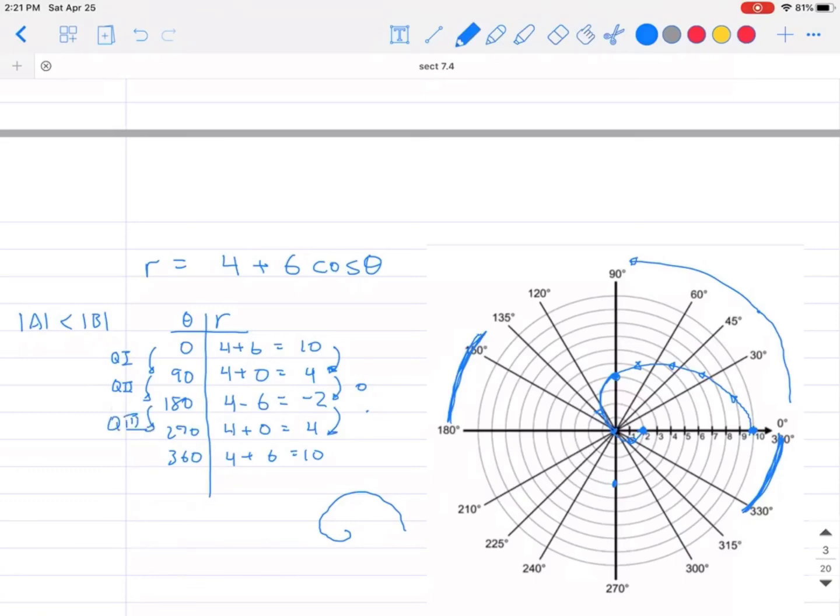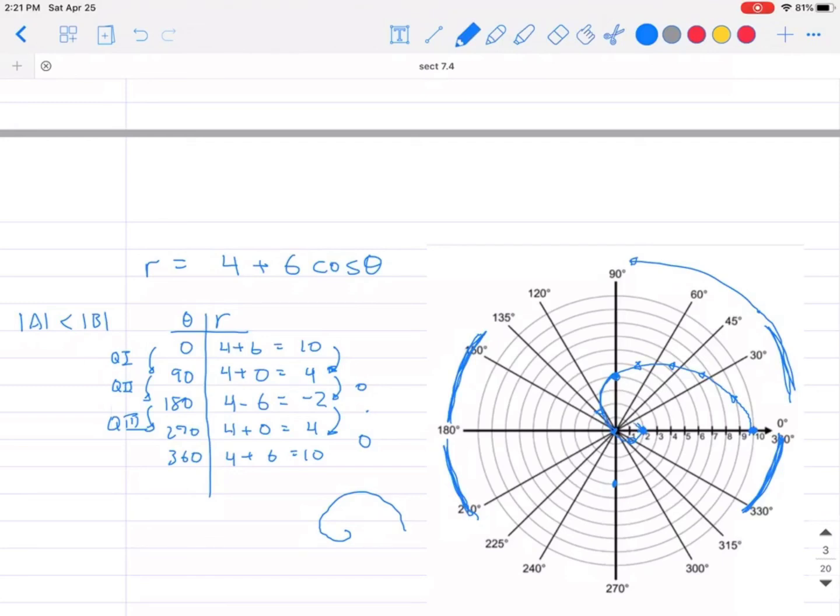Let's see. To continue on, you're going to go from -2 to 4. So that means that in quadrant 3, you're going to first start off with the negative portion of this part somewhere over here. Your radii are negative, so that means you're graphing in the vertical angle, which is in quadrant 1. So that means it's somewhere over here.